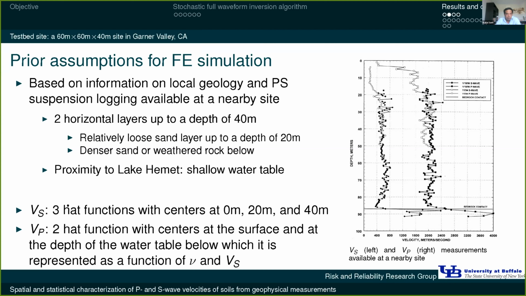Accordingly, to parameterize Vs, the shear wave velocity, we use three hat functions with centers at 0 meters, 20 meters, and 40 meters. And for Vp, we use two hat functions with centers at the surface and at the depth of the water table, below which it is represented as a function of Poisson's ratio and Vs, because below the water table, the P wave velocity is governed by the Poisson's ratio, which is incompressible, so close to 0.5.